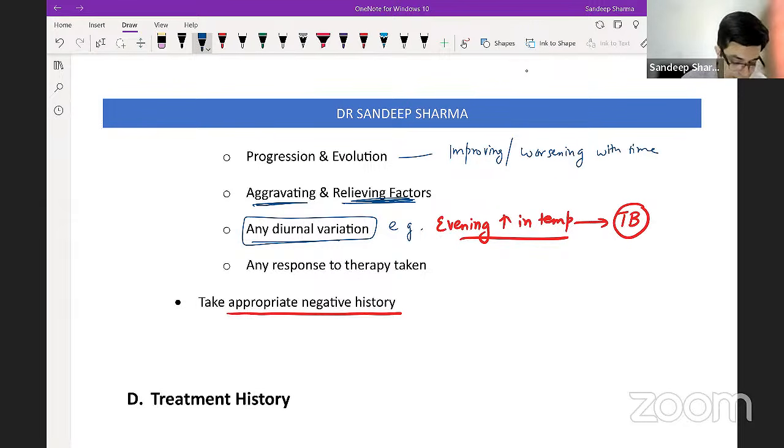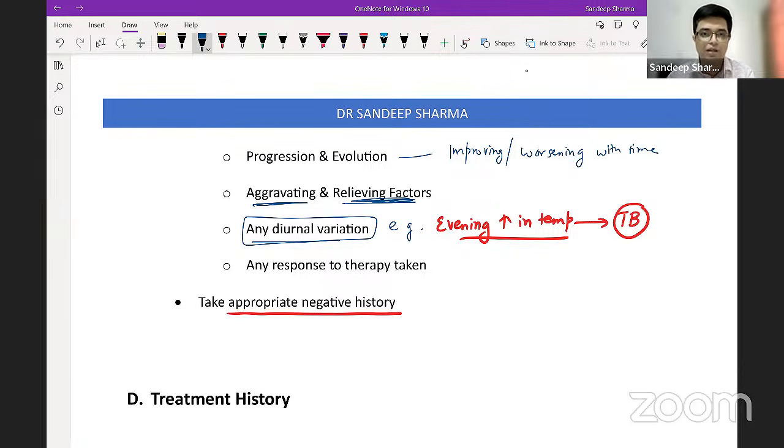When I say appropriate negative history, see, lymphomas usually will not have evening rise in temperature. If you look at the books, they mention lymphoma as one, but lymphoma should be the second possibility. If they ask you the most important thing, first thing to mention is TB. Second, you mention lymphoma. Fever is often present in most cases of TB. However, in lymphomas, fever is not usually the presenting feature. It is usually present as a constitutional symptom, but it is low grade and often missed.